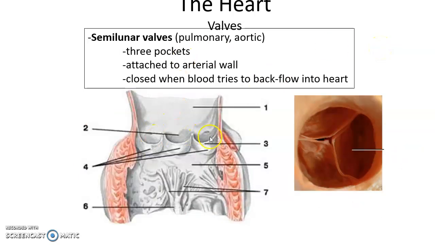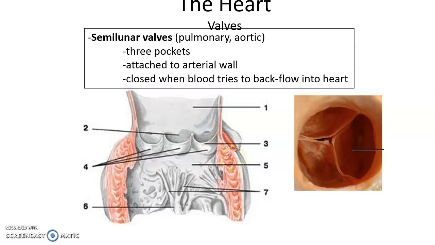Semilunar valves. The semilunar valves consist of the pulmonary valve and the aortic valve. Semilunar valves have these three little pockets lying on the sides of the border between the ventricle and the artery that it's going to. Here's what they look like. Three, again, little pockets. And basically what happens is when the ventricle contracts, blood gets forced out. These pockets lie flat against the sides of the artery.